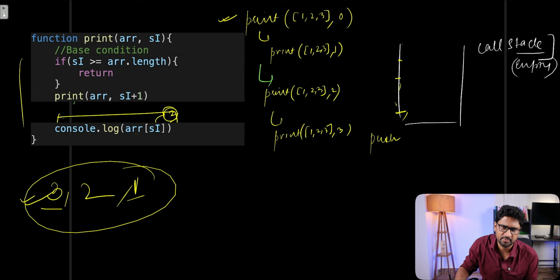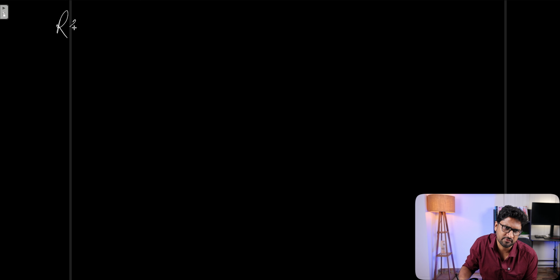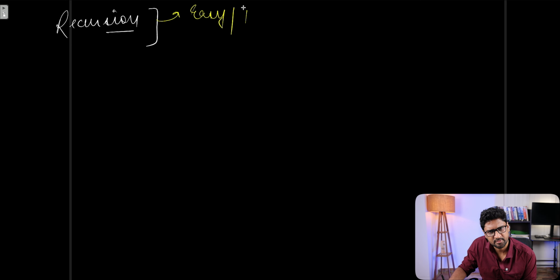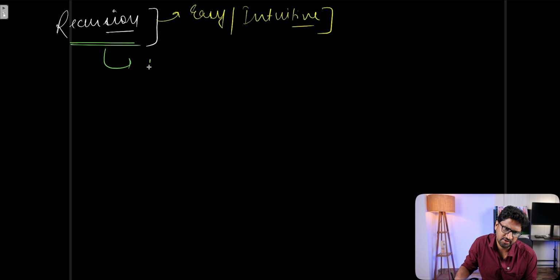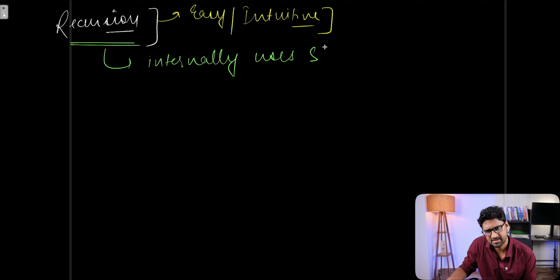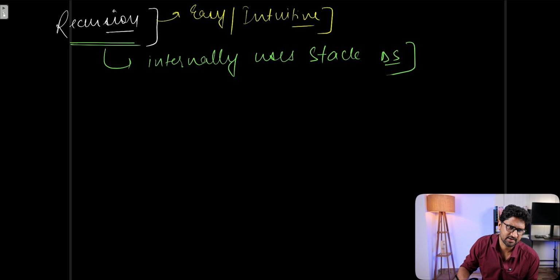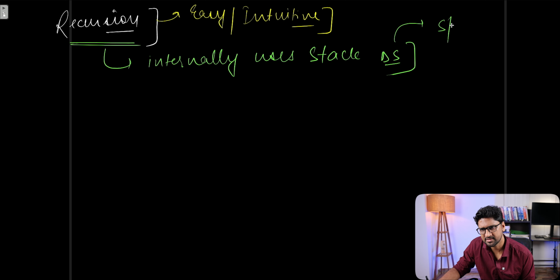So the point that we get from here is that anytime you make use of recursion, I said that recursion makes things easy and intuitive, which I'm going to prove in the coming time. But recursion comes with a cost. Any recursion that you use internally uses the stack data structure. And since it internally uses the stack data structure, it has a space complexity.